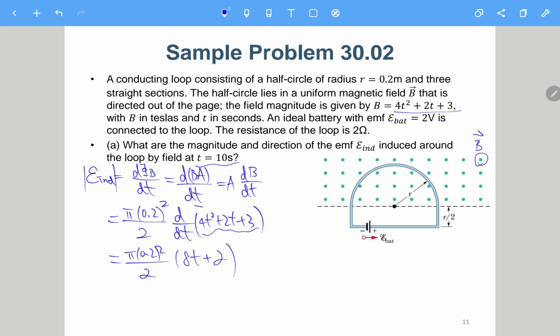And we would like to evaluate this one at t equals 10 seconds. So we just need to plug in t equals 10. We have pi over 0.2 squared over 2, and then 8 times 10 plus 2. So this is nothing but 5.2 volt. Okay, so this is the magnitude.